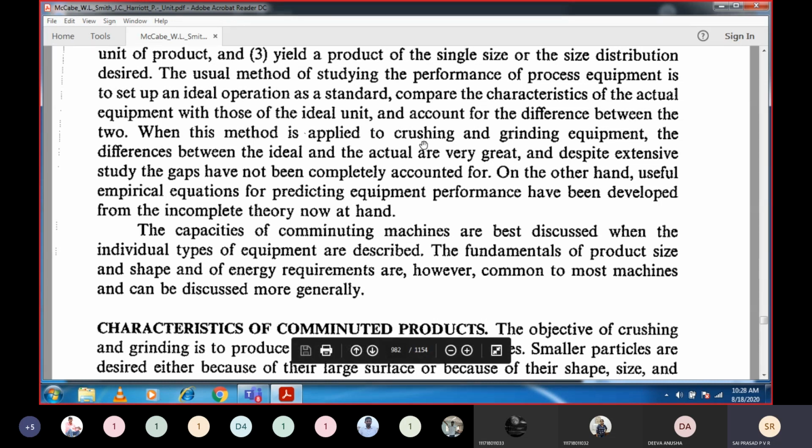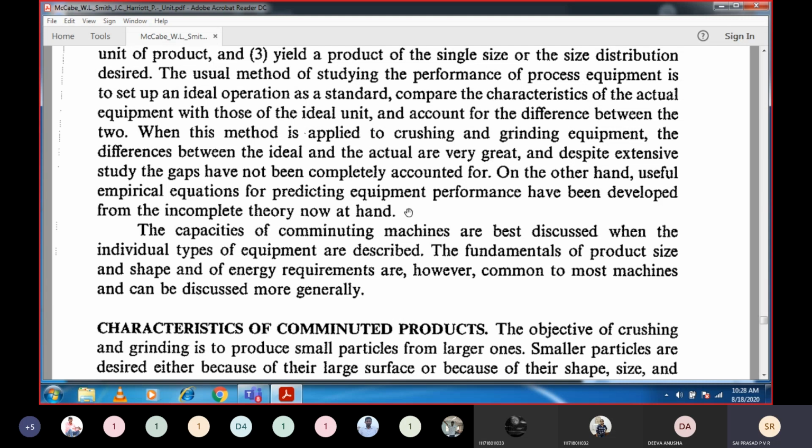Then, when this method is applied for crushing and grinding, the differences between the ideal and the actual are very great, despite extensive study of the gap. This I have studied. On the other hand, useful empirical equations for predicting equipment performance may have been developed from the incomplete theory now in hand. As I said, each and every person will give different types of gaps between ideal and actual, hence we have only empirical studies.